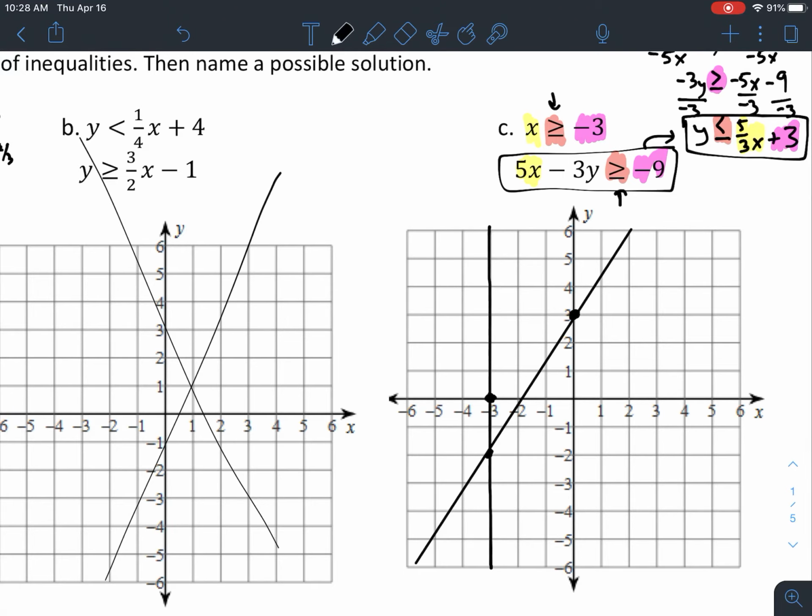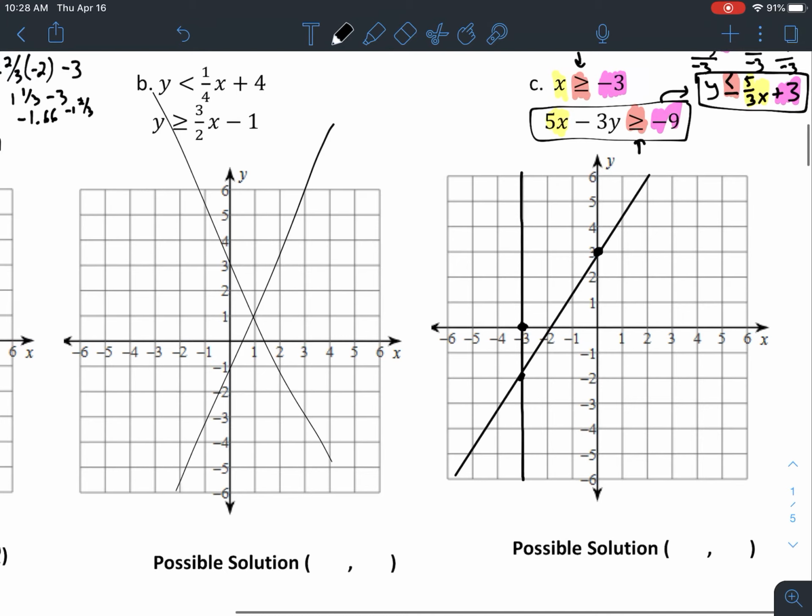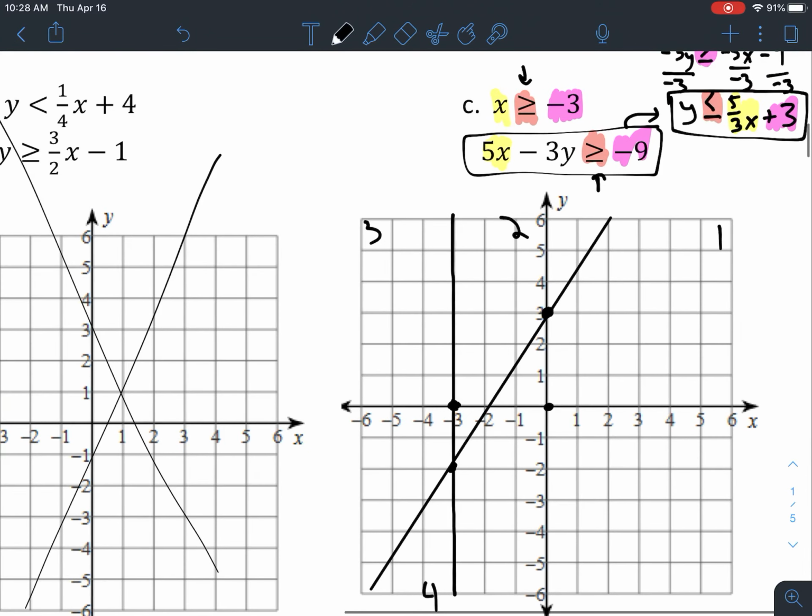Now once again, we have to find possible solutions. We have 4 zones. We have zone 1, zone 2, 3, and 4. Okay, so let's try with 1 first right away. We're going to go with the easy point of 0, 0. So for x, we just put 0. 0 is greater than negative 3. Well, we know that one worked. So let's test the second part here.